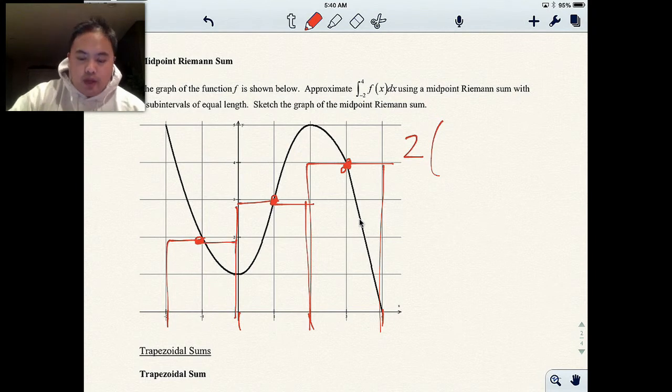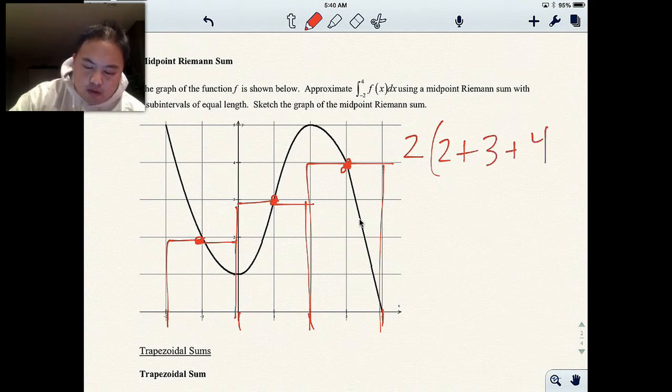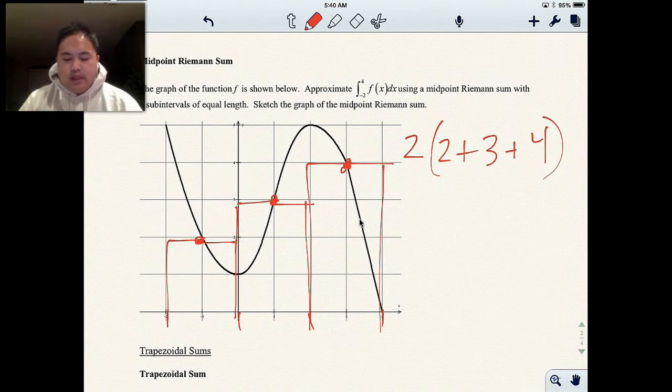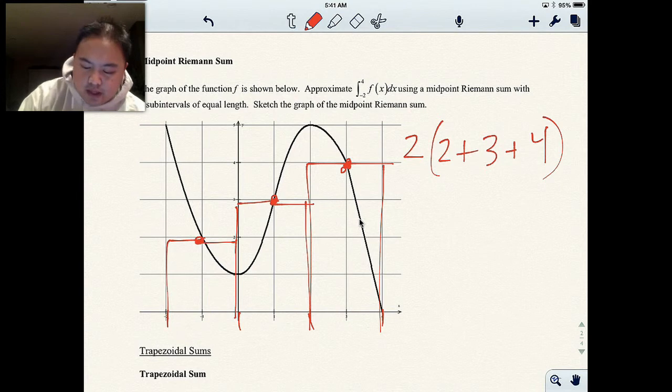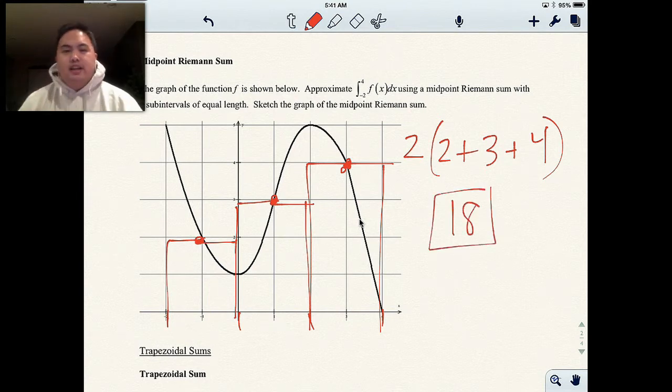The first middle point has a height of 2. The second middle point has a height of 3. And the last midpoint has a height of 4. So if I multiply this, I get 2 plus 3 plus 4, which is 9. And 2 times 9 is 18. So as you're probably guessing, I'm getting even better at estimating.